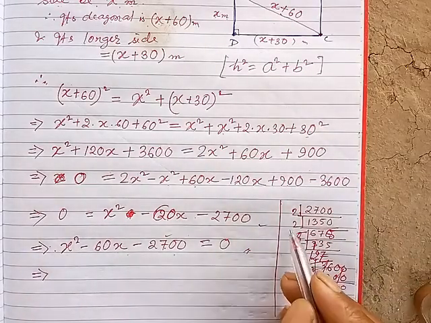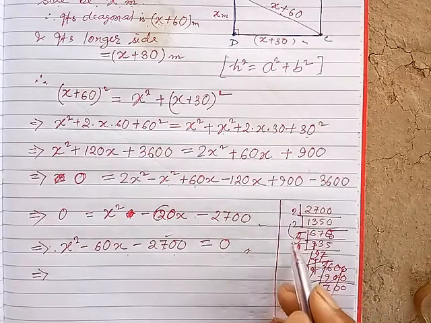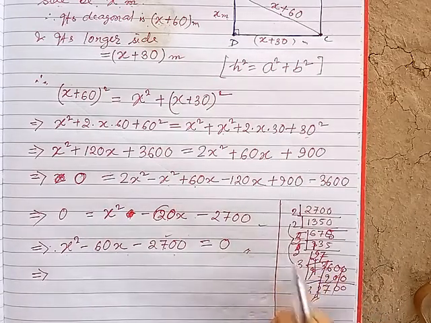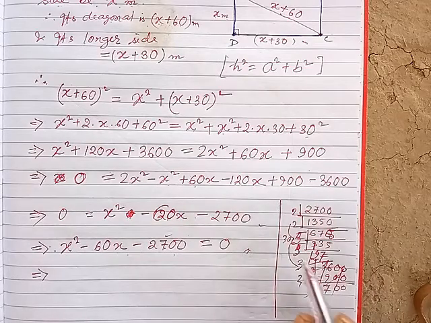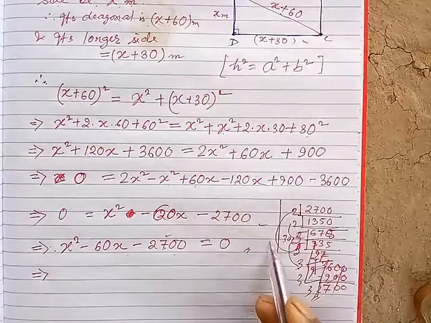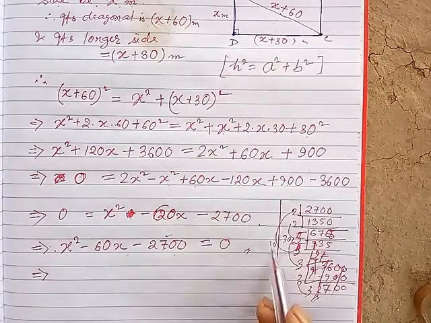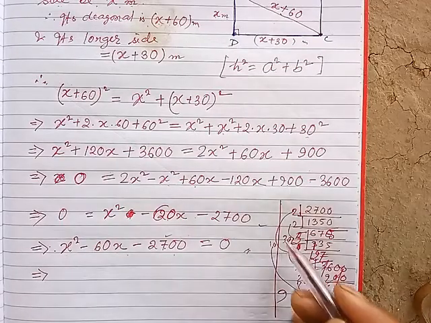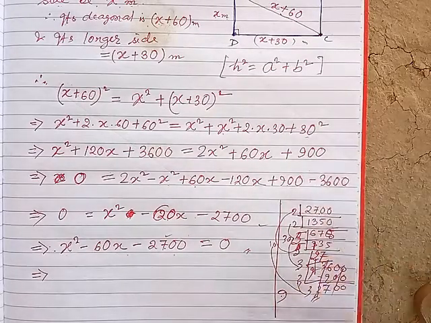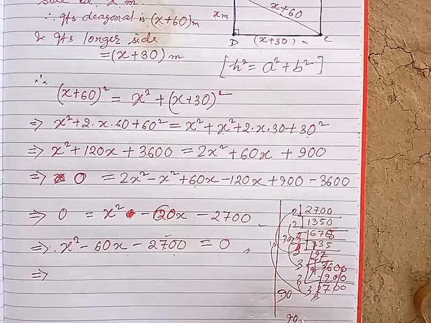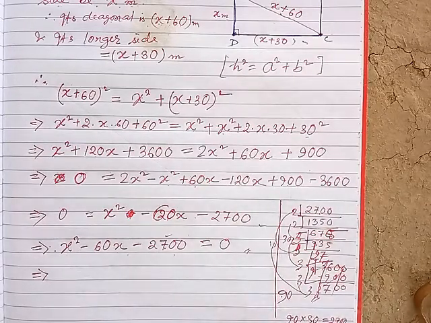So how is it possible? 2 times 5 is 10, and 10 times 3 is 30. Again 5 times 2 is 10, and 3 times 3 is 9, 10 times 9 is 90. Okay, 90 into 30 we will get 2700. So with the help of these factors, we form 90 into 30, and we get 2700.